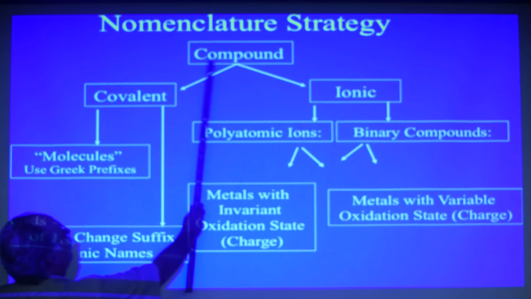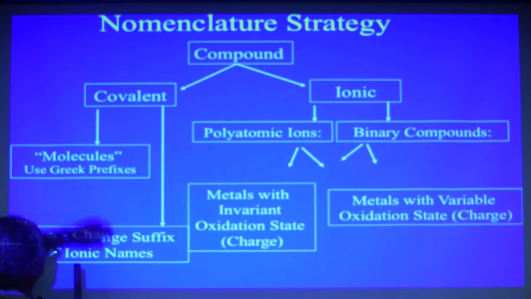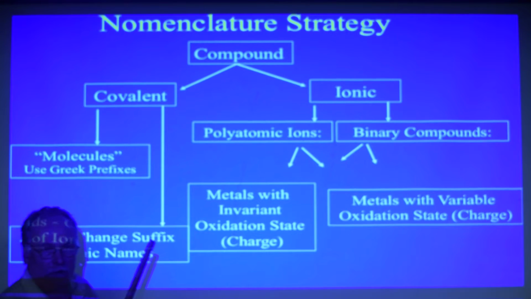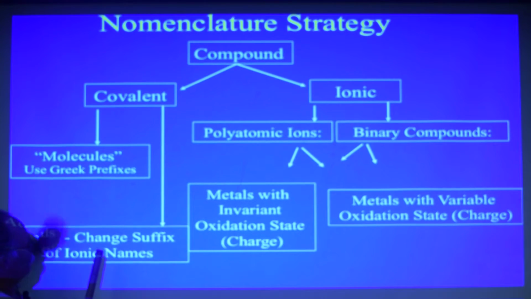Now if the molecule is covalent, we have two types of covalent compounds. The first type is the classical molecule, like carbon dioxide, sulfur trioxide, and we use Greek prefixes.